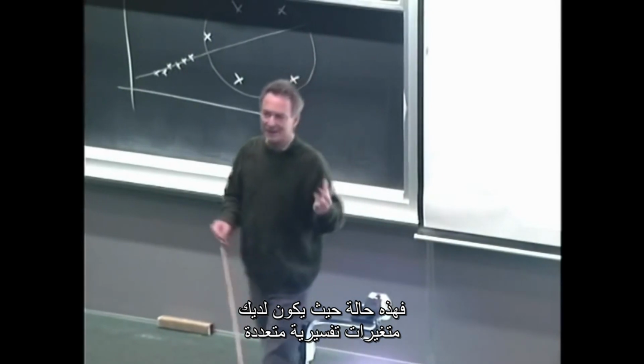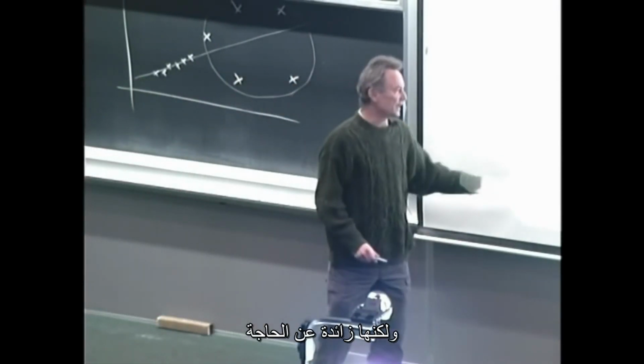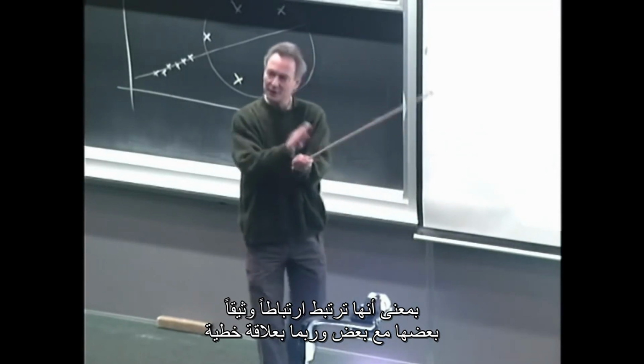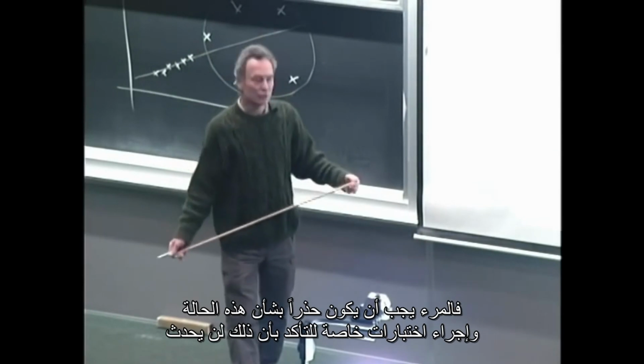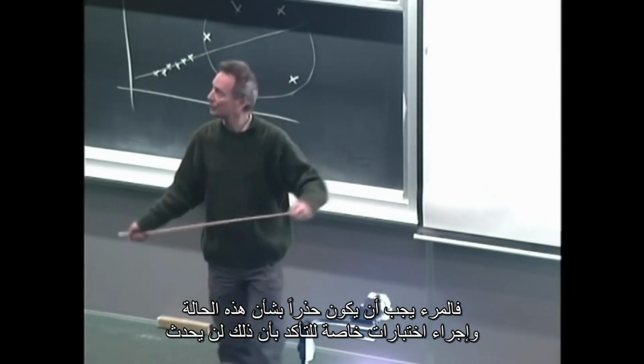So this is a case in which you have multiple explanatory variables, but they're redundant in the sense that they're very closely related to each other and perhaps with a linear relation. So one must be careful about the situation and do special tests to make sure that this doesn't happen.